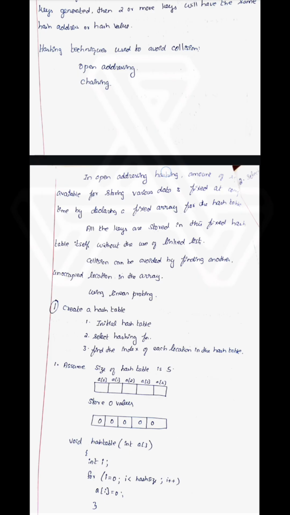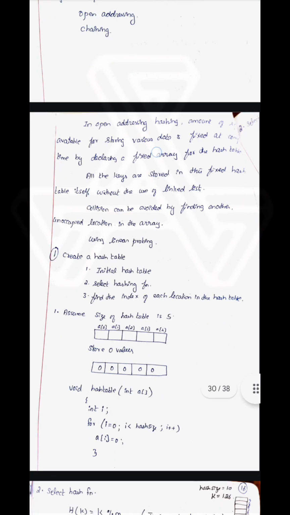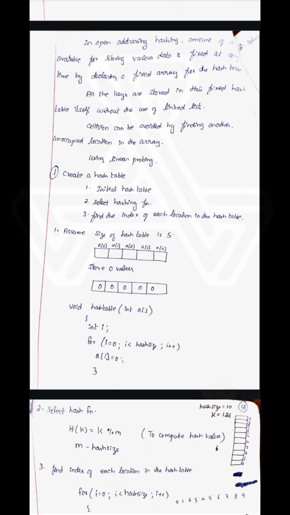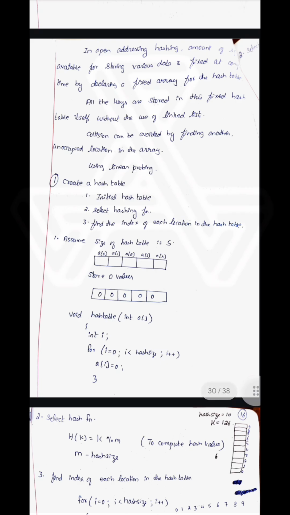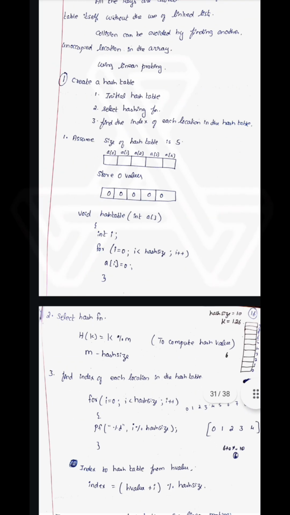All the keys are stored in the fixed hash table itself without the use of a linked list. Collision can be avoided by finding another unoccupied location in the array using linear probing. Create a hash table: initialize the hash table, select a hashing function, and find the index of each location in the hash table. Assume the size of the hash table is 5, store 0 values, void hash table of int array.